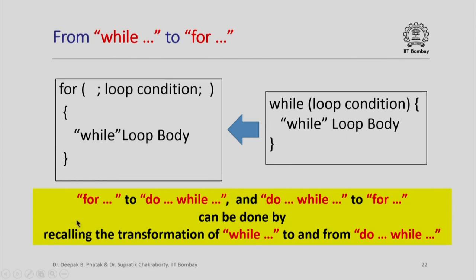And of course, if I were to transform for loops to do while loops or do while loops to for loops, I can easily do that because we have already seen in an earlier lecture that while loops can be translated to and from do while loops. And we have just seen how for loops can be translated to and from while loops.